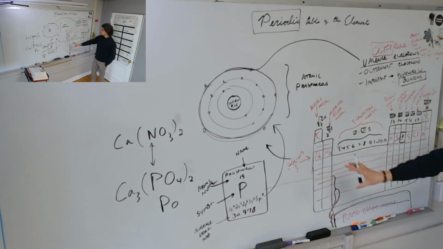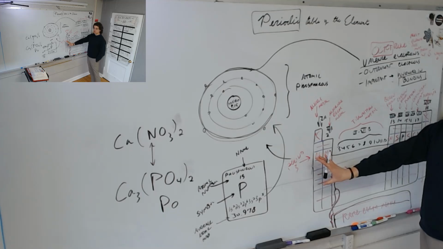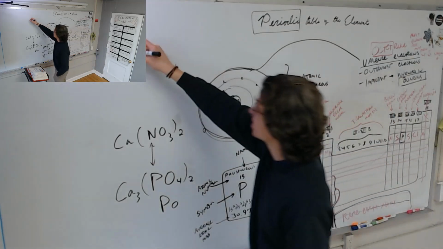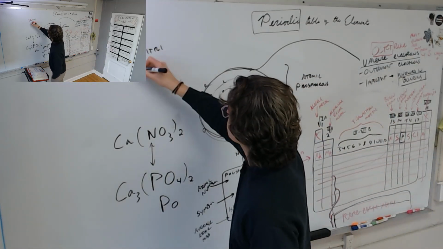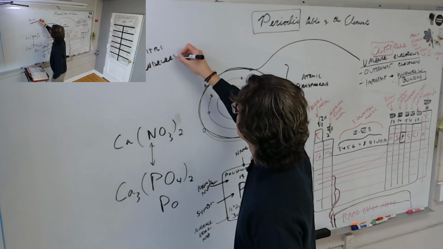And so they said, well, let's instead, Dmitry Mendeleev did this. I should write that guy's name. I think it's on your test. Dmitry Mendeleev.